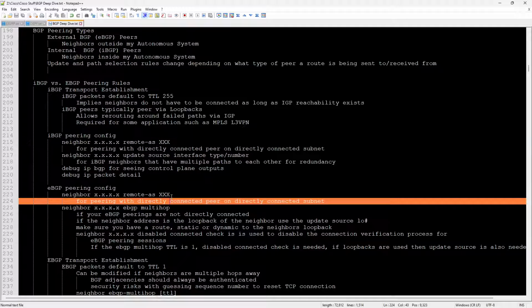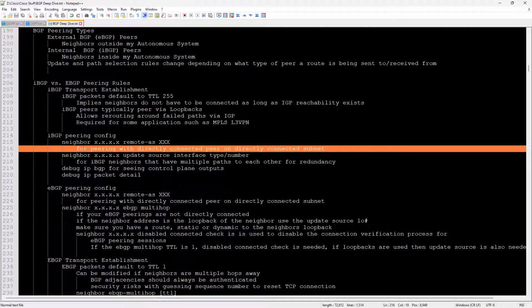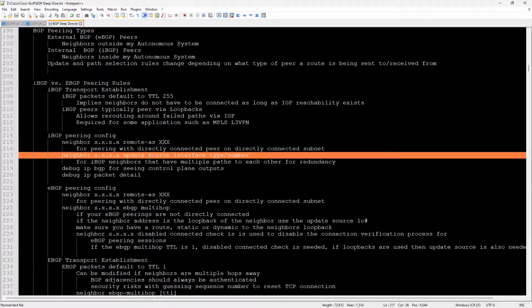eBGP has the exact same syntax, except the remote AS would be a different AS. So outside of my AS. Now for peering directly connected neighbors on a directly connected subnet, if you are going to form a multi-hop peering, so you're going to be peering to another router that is not directly connected to you, you're going to want to use the update source option. So update-source and then say loopback 0, for example.